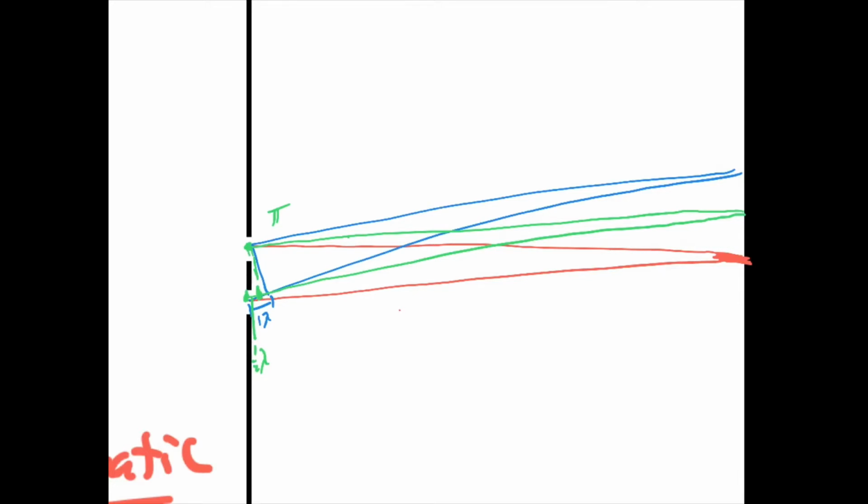Okay, now what does this mean? That means that when they travel the same distance, the one here on the bottom is always going to be opposite the one on the top because it has a pi phase change, right?